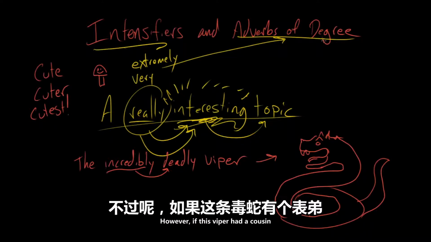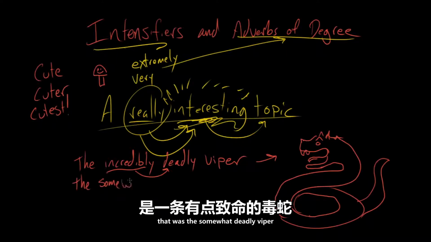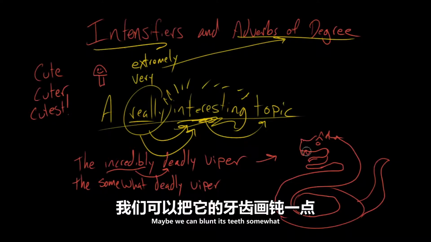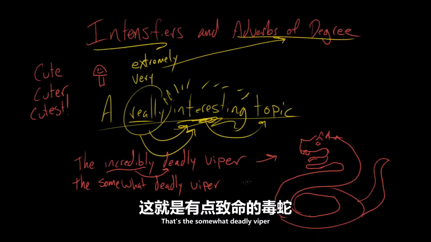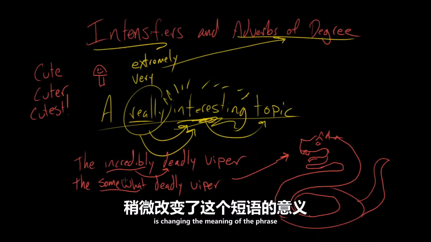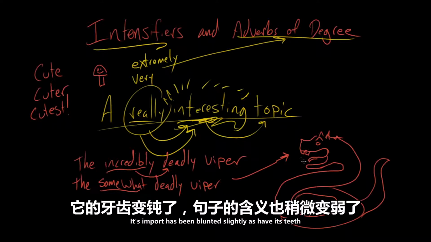However, if this viper had a cousin that was the somewhat deadly viper, maybe we can blunt its teeth somewhat. Maybe it's got like square teeth. That's the somewhat deadly viper. We can see that somewhat, this word here, is changing the meaning of the phrase. It's not just the deadly viper, it's the somewhat deadly viper. Its import has been blunted slightly, as have its teeth.